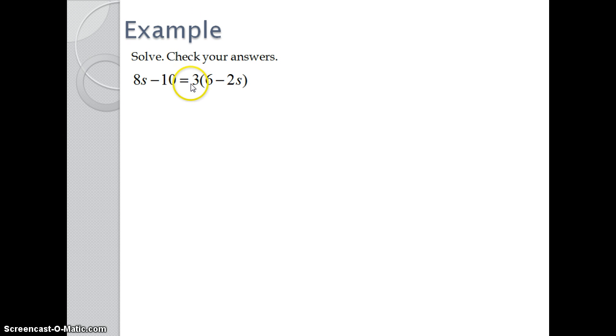On my right-hand side, I see parentheses. That's the first thing I see. So I know I need to distribute. So that's what I'm going to do first. 3 times 6 is 18. 3 times negative 2s is negative 6s.